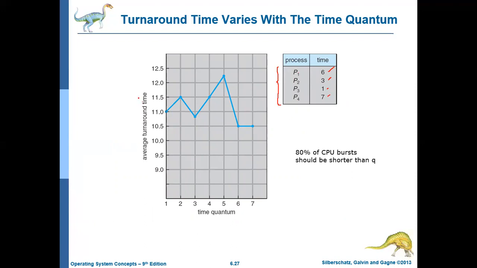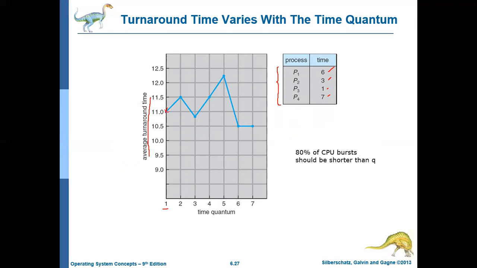So this graph calculates the average turnaround time. This graph is plotted for the average turnaround time considering different values for the time quantum q. So if q is 1, then what will be the average turnaround time? That is what this 11 is.